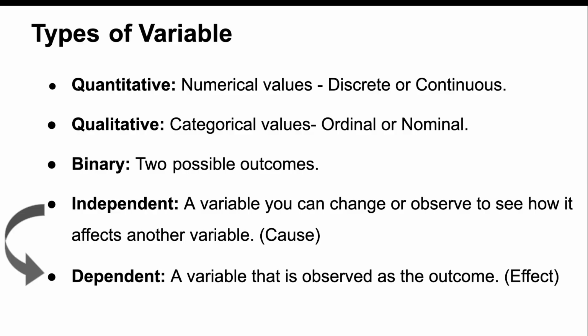Dependent variable. This is a variable that is observed as the outcome or result. This is what you are trying to predict or understand. Examples include sales volume, click-through rate, patient recovery time. For example, in an experiment testing how price affects sales, price would be the independent variable and sales would be the dependent variable.